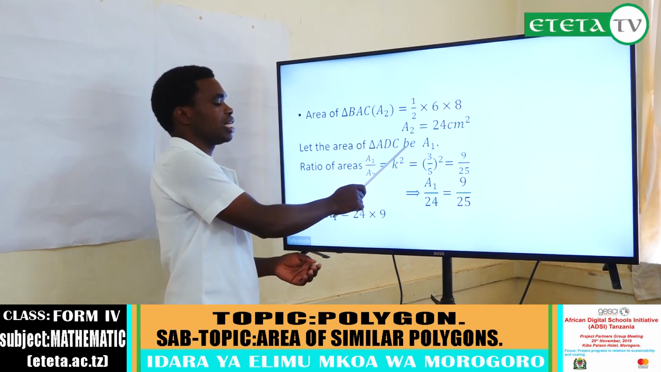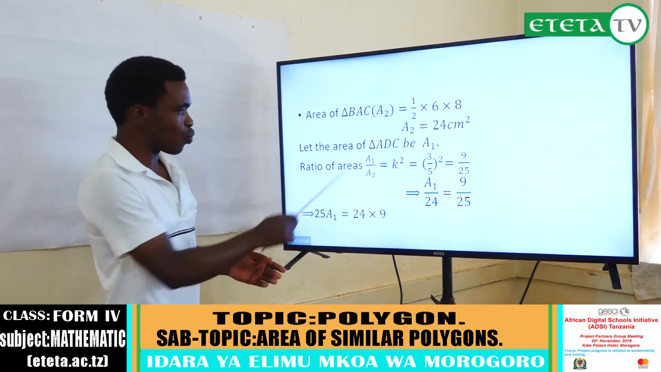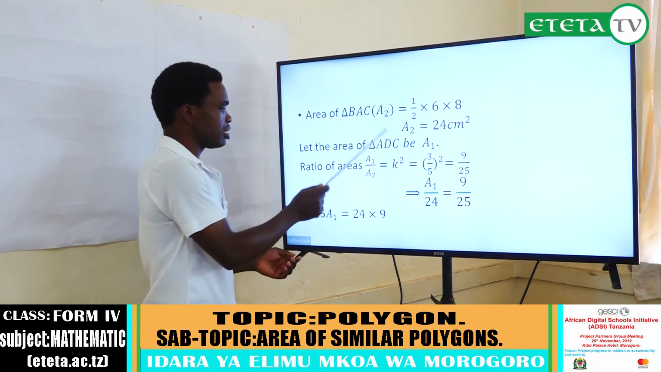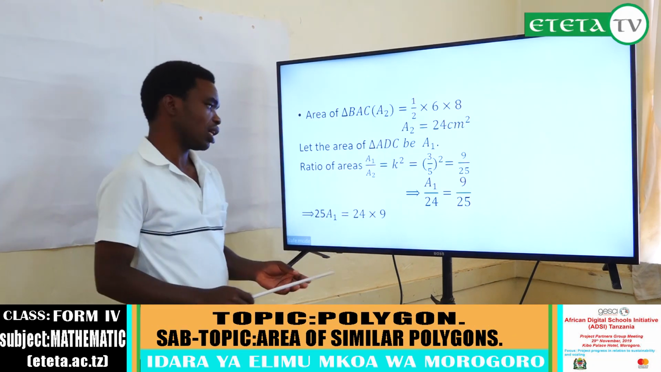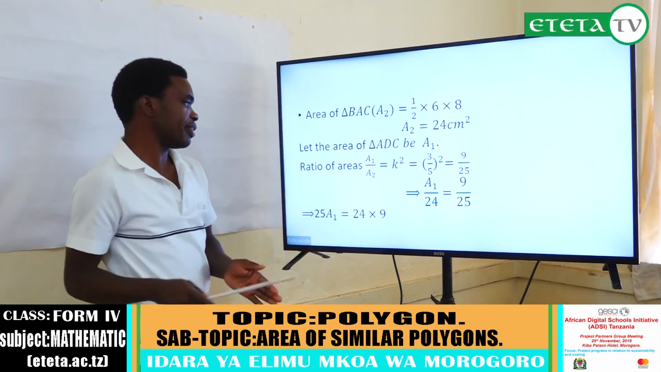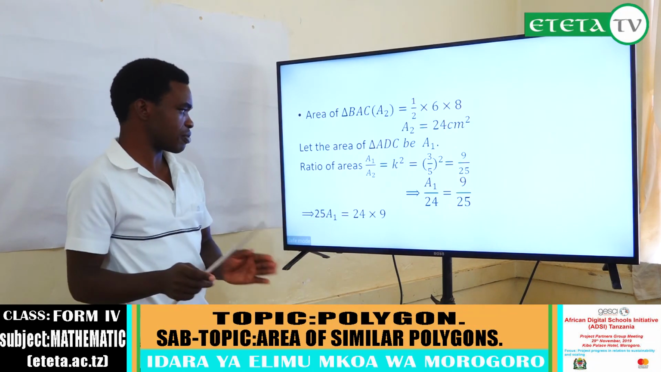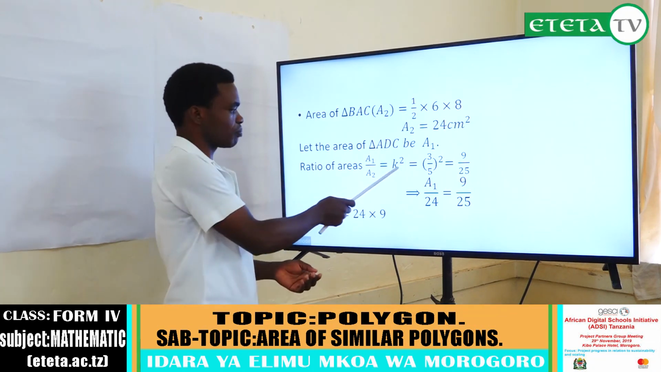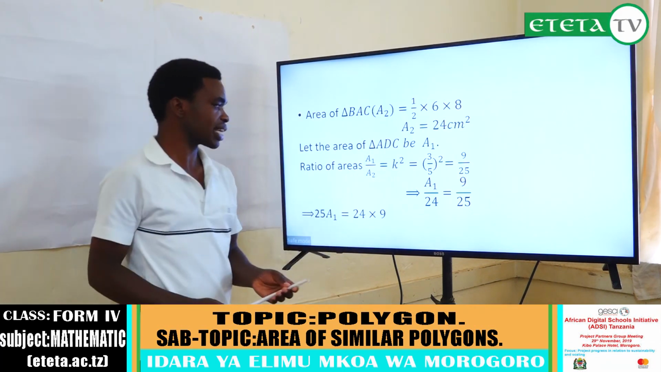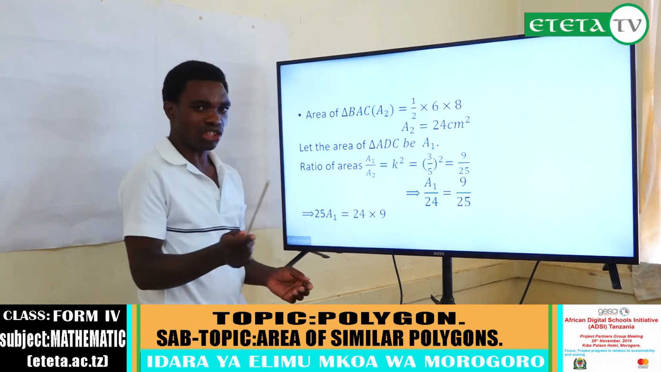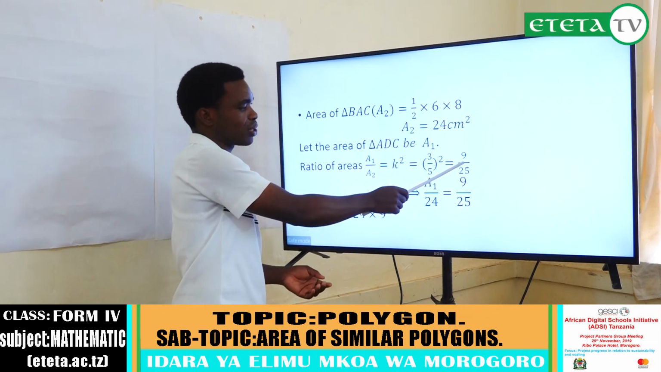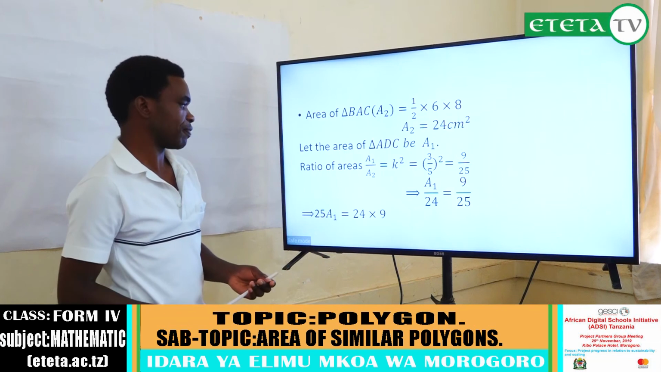Let the area of the other triangle, which we are required to find, the triangle ADC, be named A1. As we say, the ratio of the areas, that is A1 over A2, should be equal to k squared. Since we discussed that if the ratio of the corresponding sides is k, the ratio of the areas is k squared. But the ratio of the sides is 3 over 5, and if you square it, you get 9 over 25.